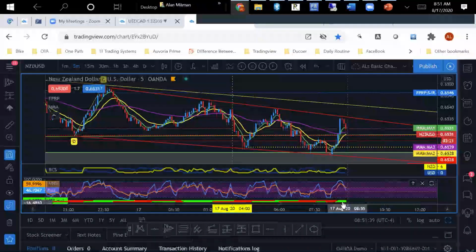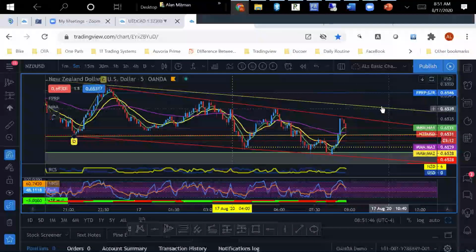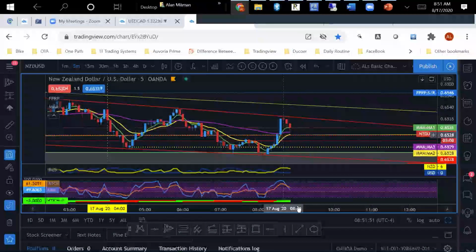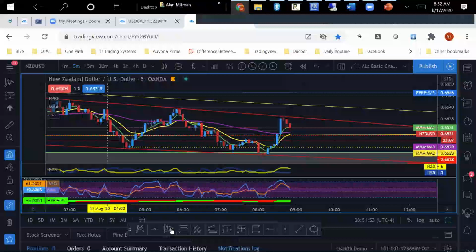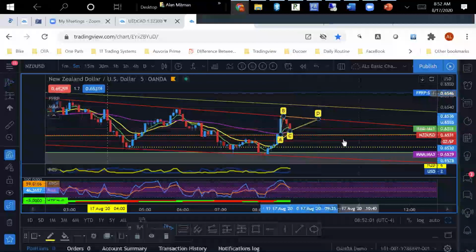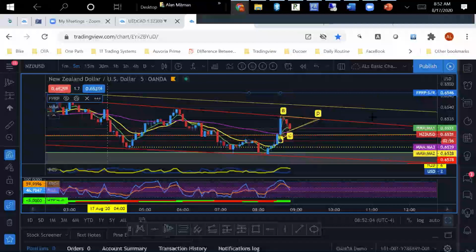Our whole moving averages are green, so that's a good sign. You see this is a strong move down. It's actually forming a little bit of a wedge right in here on the 5. You look on the 1-minute chart.